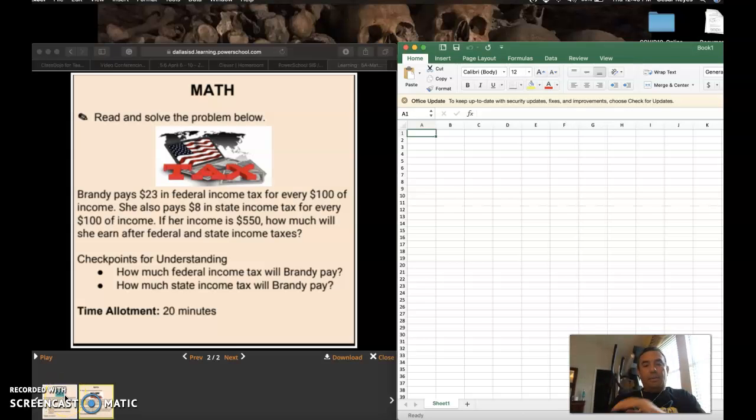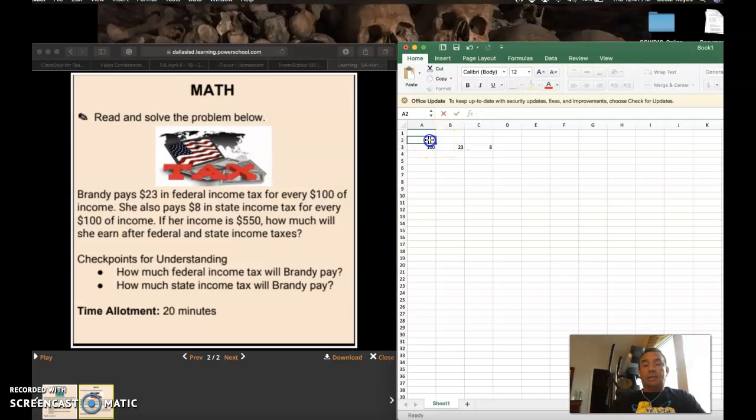Okay, so I'm gonna help you out with this problem about taxes. It says right here that Brandy pays $23 in federal income tax for every $100. And she also pays $8 in state income tax for every $100. So that means that for $100, if that's her income, she pays 23 for federal and she pays 8 in state.